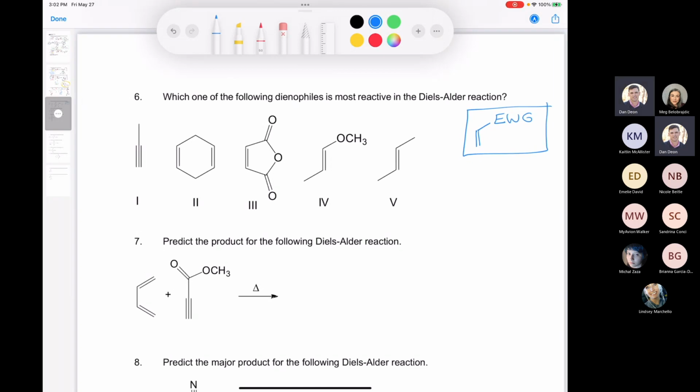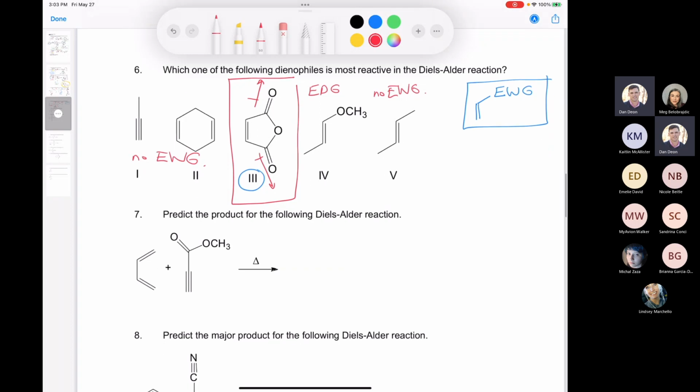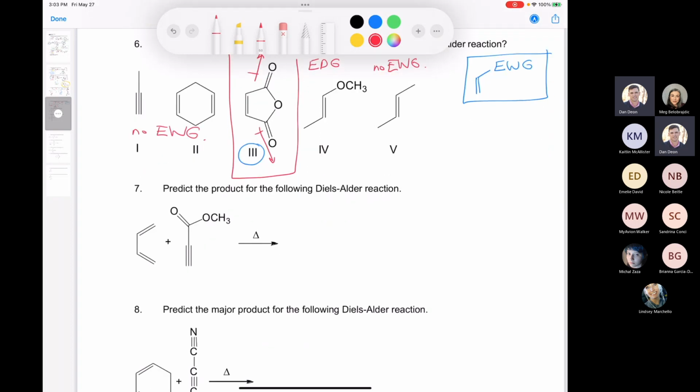Number 3 is the only one that has 2 electron withdrawing groups on it. You've got a carbonyl going this way, pulling electron density this way, and you've got a carbonyl over here. There are no electron withdrawing groups on 1 or 2. There's an electron donating group on this one, for Pete's sake, and there's no electron withdrawing group on this one. But in the third one, we have 2 electron withdrawing groups, so it is definitely going to be the most reactive dienophile. Next one just asks us to draw the product.